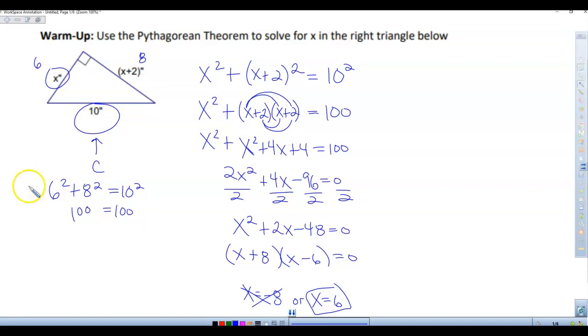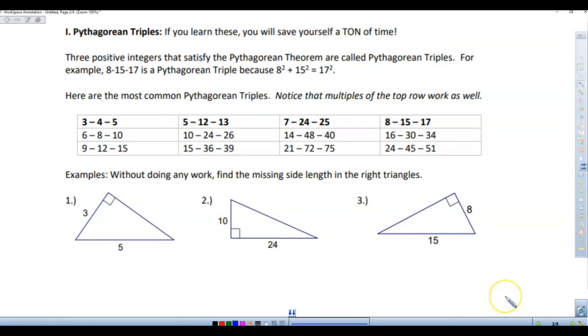All right, the next part of today's lesson is focusing on what are called Pythagorean triples. Remember last chapter, in chapter 8, I stressed how important it was for you to memorize the formulas? Well, I'm going to stress to you today the importance of memorizing your Pythagorean triples. The reason these are so important is that they're going to show up frequently, and if you have them memorized, it's going to make your life substantially easier.